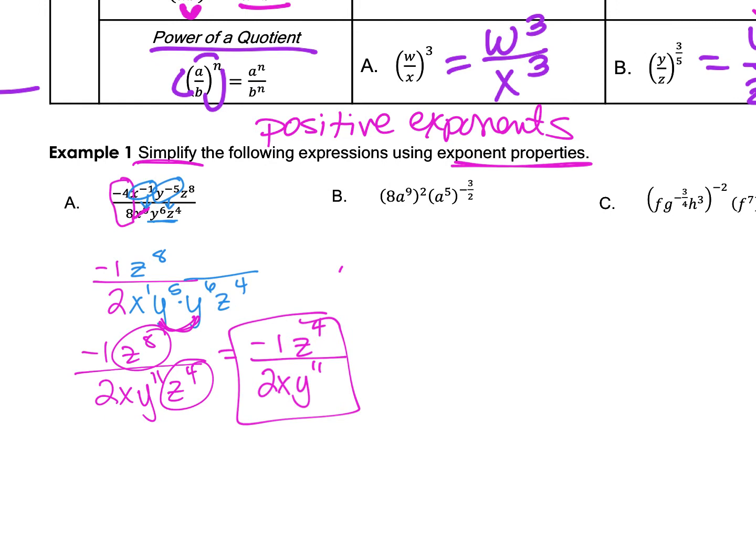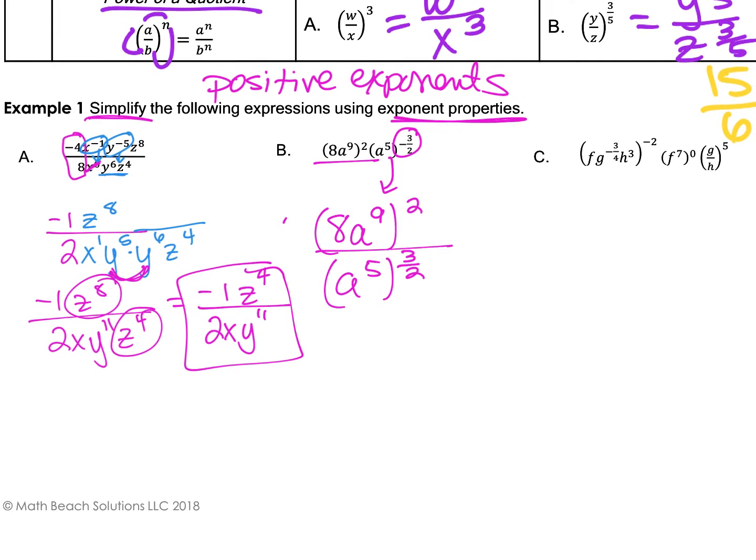All right, moving on to the next one. So I notice we have parentheses, so we're going to have to distribute. But I also notice that I have parentheses and then a negative exponent right here. So I'm going to go ahead and take all of that and move it down. So I'm going to have the 8a to the 9 squared over a to the 5th in parentheses, and now that is raised to the positive 3/2 power. So I got rid of that negative exponent first.